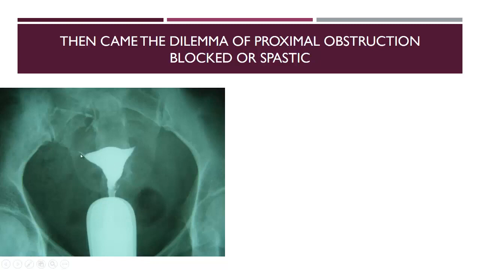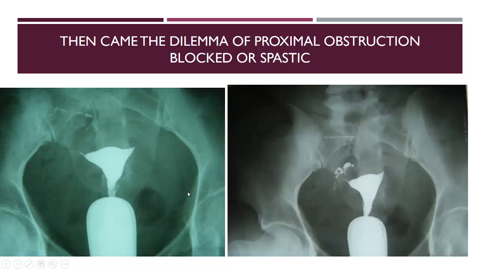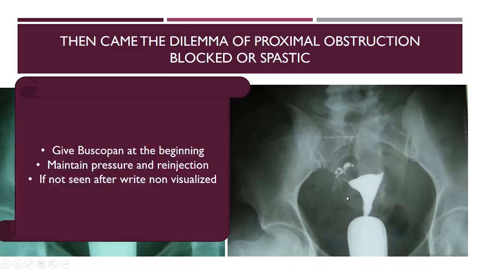Of course, there is a part starting to appear, so I have to apply a little pressure and see. Here, the fallopian tube starts to appear. So give Buscopan at the beginning, maintain pressure, and re-inject. If not seen after that, then not visualized. So this is the tube. It becomes well delineated.